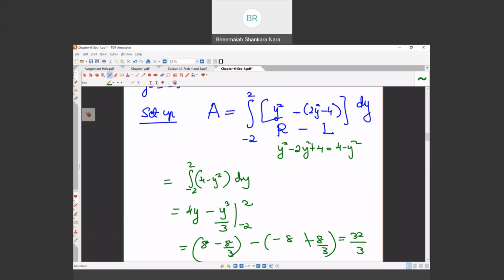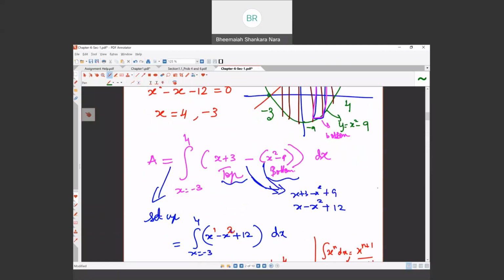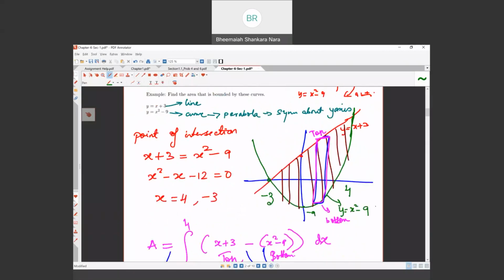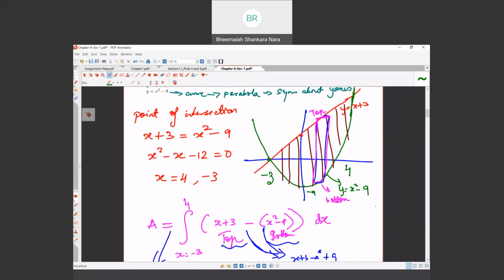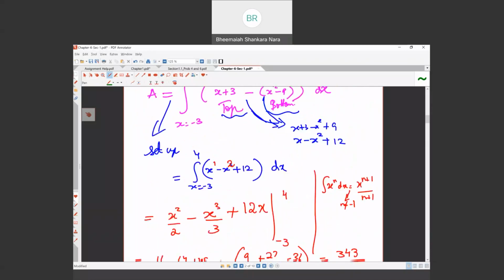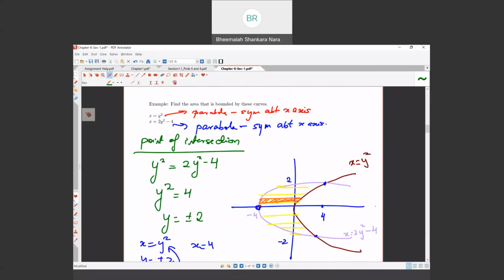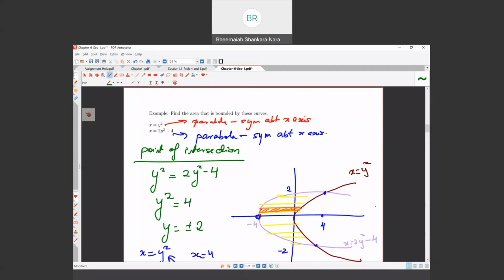So I want you to understand the difference between these two problems. Here in this example, when we want to find the area between the line and the curve, seeing the shaded region, we decide the limit of integration will be the x-axis. So the strip we take here, the height of the curve will be top minus bottom. Whereas in the second example, when we want to find the area between these two parabolic curves, the strip we take is a horizontal strip, not a vertical strip.